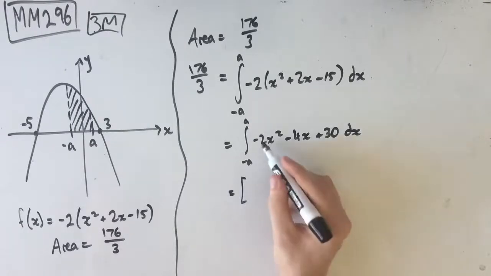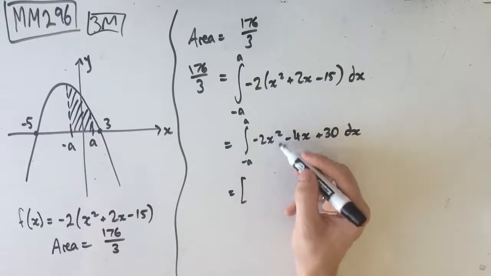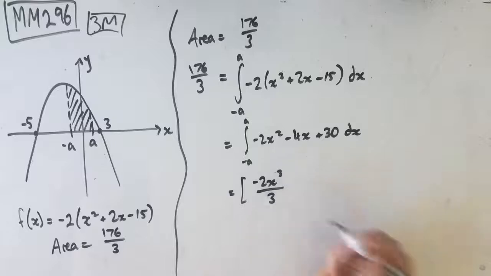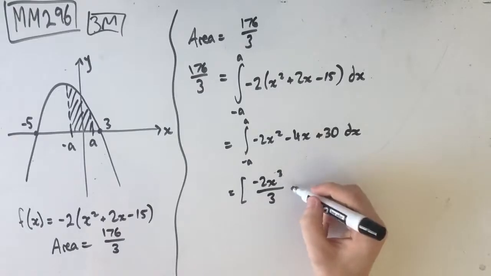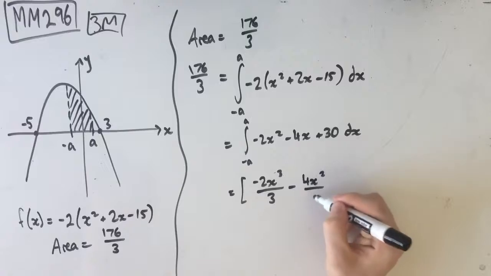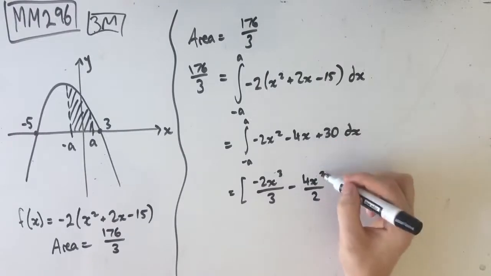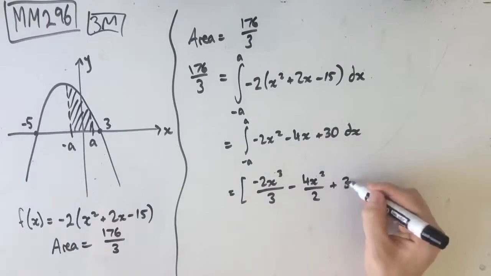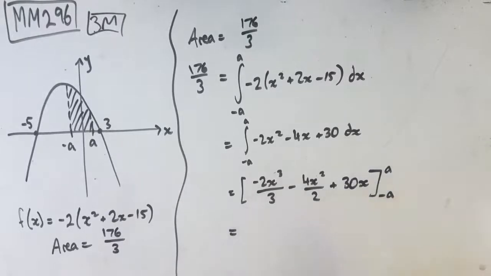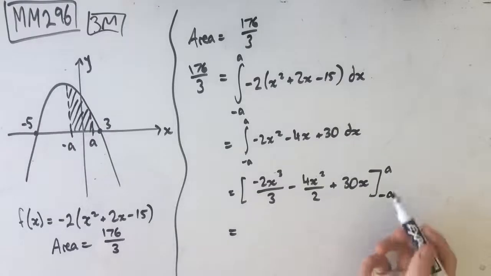So negative 2x squared, we add 1 to the power and divide by the new power. So we get negative 2x cubed divided by 3 minus 4x squared over 2. So add 1 to the power, 2, divide by the new one, plus 30x from a to negative a. Awesome. Now we can just sub in our normal values, right?